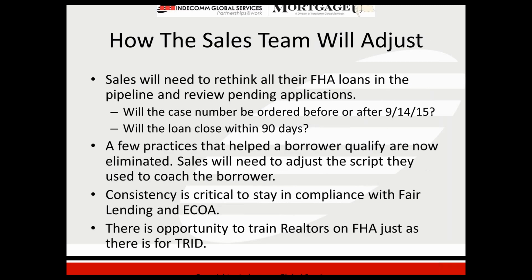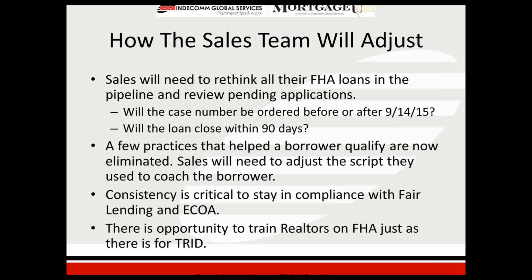How the sales team will adjust? Sales will need to resync all of their FHA loans in the pipeline and review pending applications. Take a look at your pipeline and determine when was the case number ordered. Was it ordered before 9/14 of 2015? If that's the case, that's where you have to comply with the 4155.1 and .2 HUD handbooks. Or if it's ordered on or after 9/14, that's where you would use the 4000.1 guidelines.